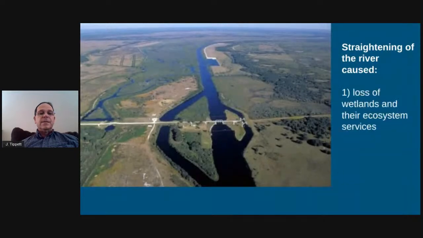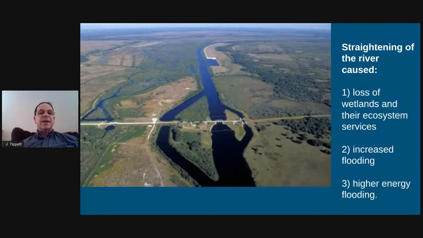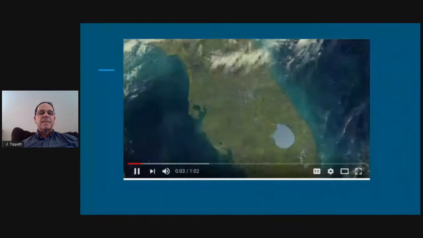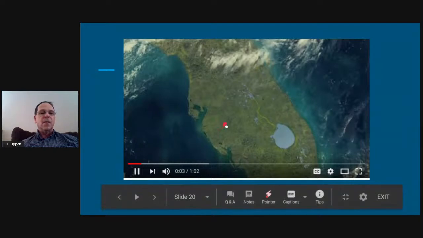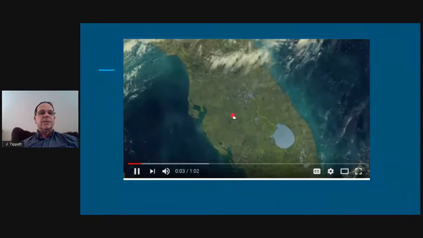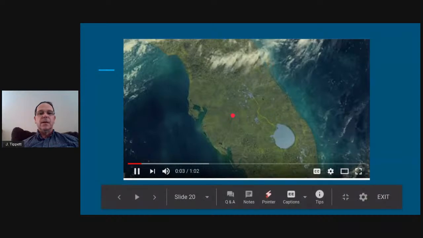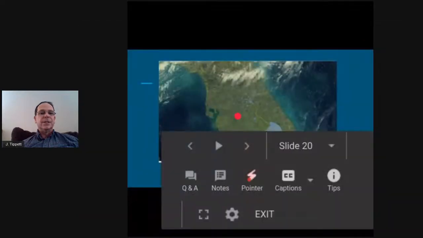And it caused, one, the loss of the wetlands, their ecosystem services, right? All the habitat, all the flood control, all the pollution removal, flooding, and in particular, higher energy flooding. This probably shows it the best. Let me just play this as like a really quick animation that will actually show you visually what the conversion did.